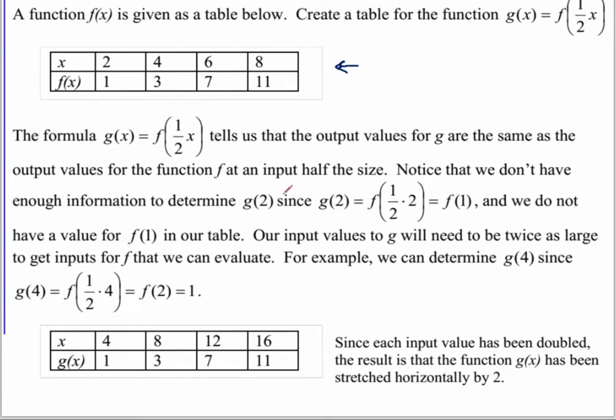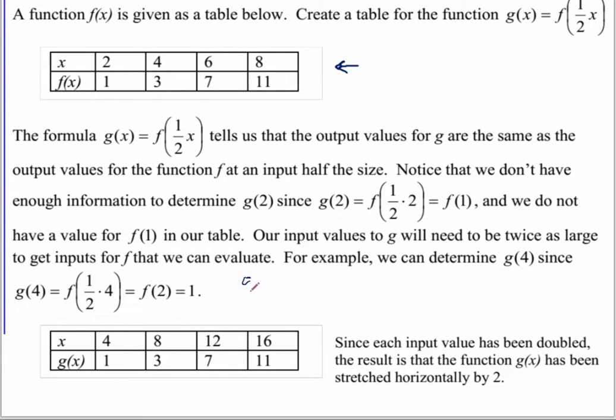So notice that we don't have enough information, for example, to get g of 2. So if we went over here and tried to do g of 2 using this table, well, we're kind of hosed, because g of 2, you'd plug it in there. That's half of whatever the input is into f, which would give us f of 1, and there's nothing in the table that tells us what f of 1 is. In other words, we don't have f of 1, so we don't have an output for it, right? So our input values of g need to be twice as large to get the inputs for f that we can evaluate. For example, if we determine g of 4 equals f of 1/2 times 4, which is equal to f of 2, and that's equal to 1.